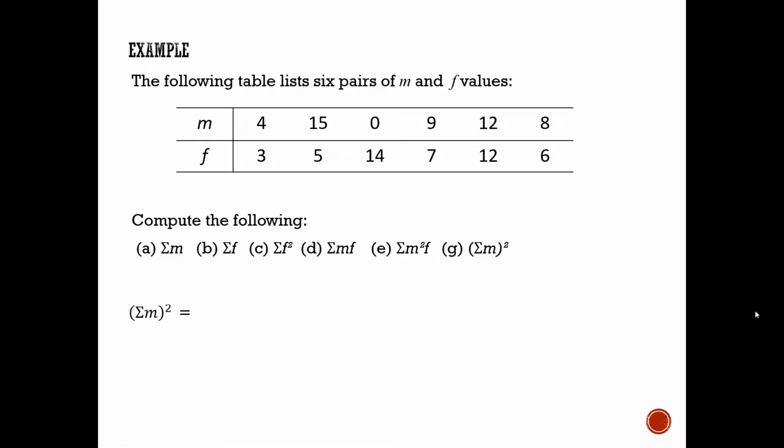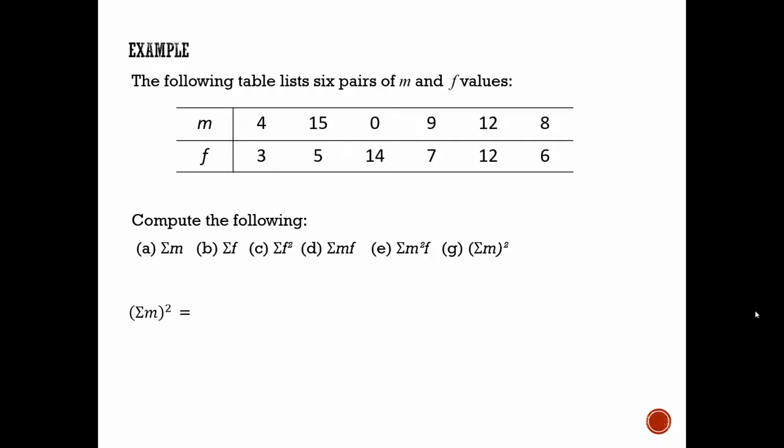Now I have an activity for you. It's the summation notation activity, and at the top of the page it has a little chart. It says the values of M and values of X. We sort of think of these as midpoint and frequency. The midpoints are 4, 15, 0, 9, 12, and 8. They match up with the frequencies of 3, 5, 14, 7, 12, and 6. And my data has been given to me.